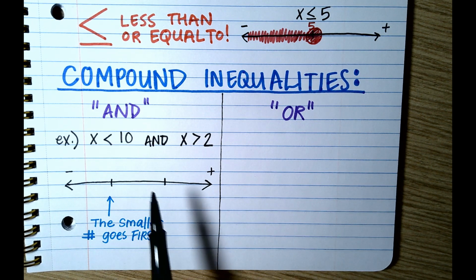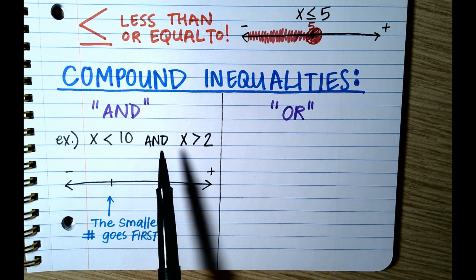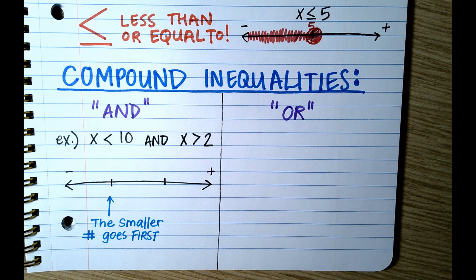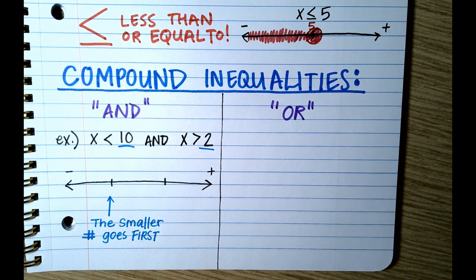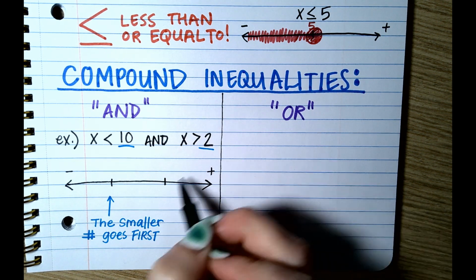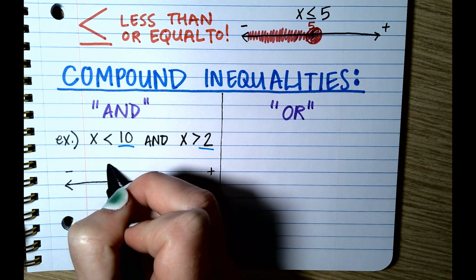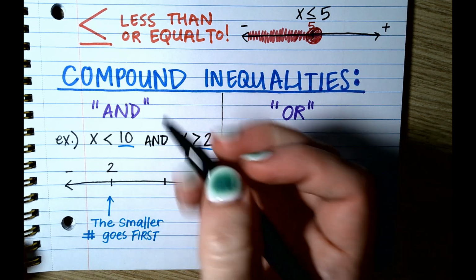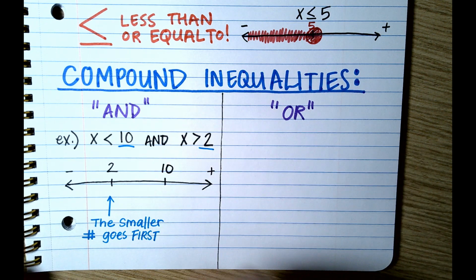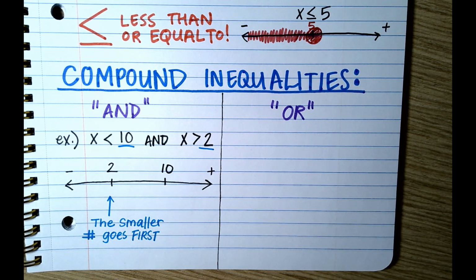So I have x is less than 10 and x is greater than 2. We're just looking at the numbers, 10 and 2. Which one is smaller? 2, good. So we're going to put 2 first. And where would 10 go? Just on the next tick mark, that's the only place there is for it. So 2 goes first because it's smaller, and then we have 10.